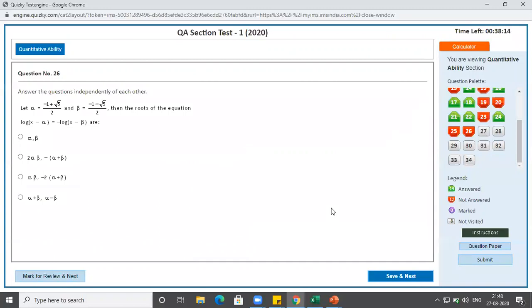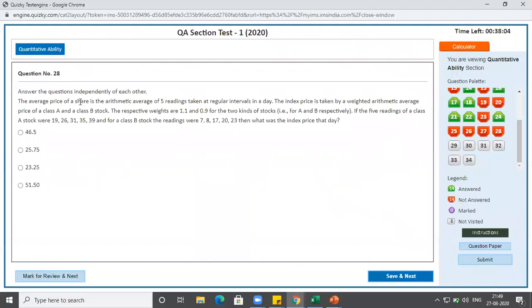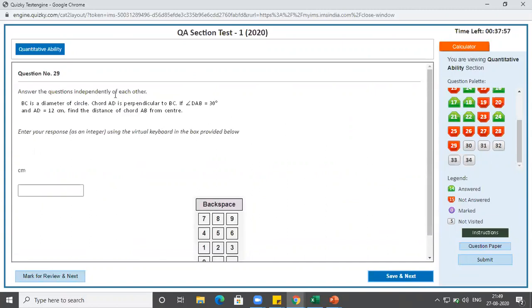Okay, log B, roots B. Later. And the product of the lengths of the diagonals for a regular hexagon having the length of each side as 10 centimeter. Okay, later. Average price of a share is arithmetic average. Okay, round 2 mein karenge. Answer questions independently of each other.